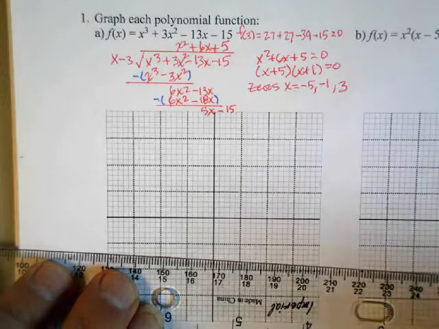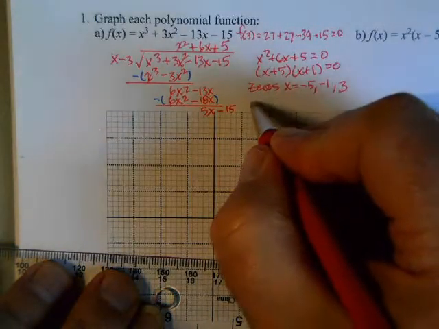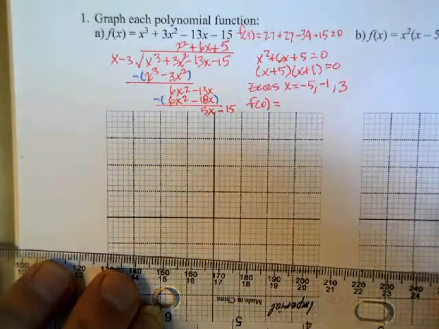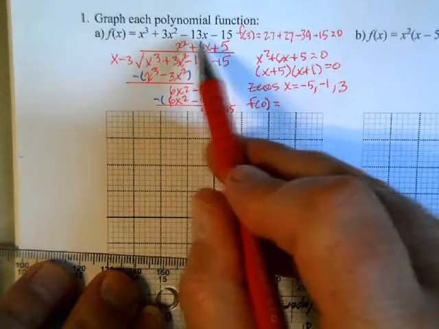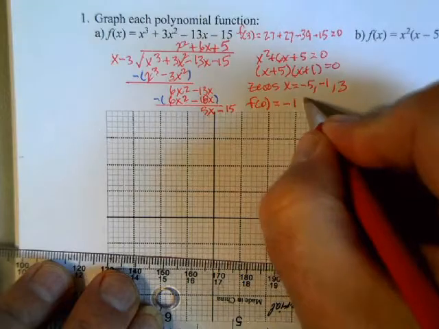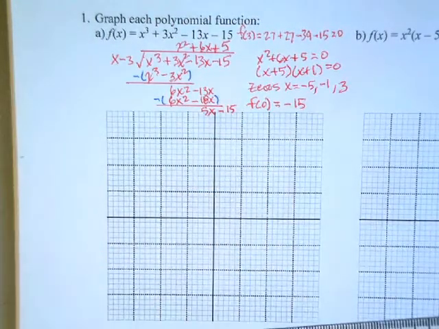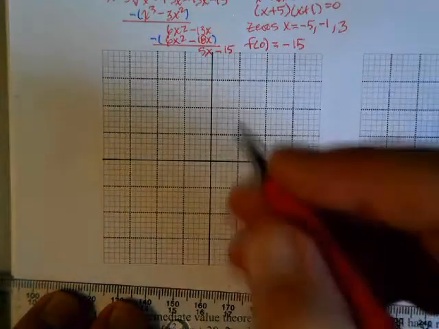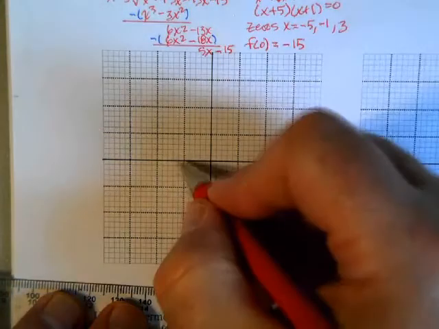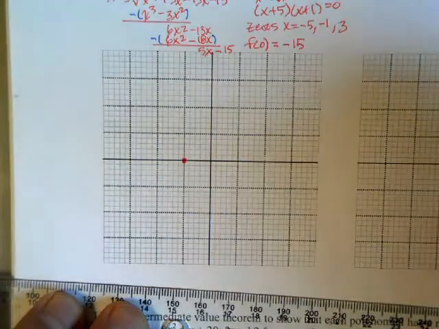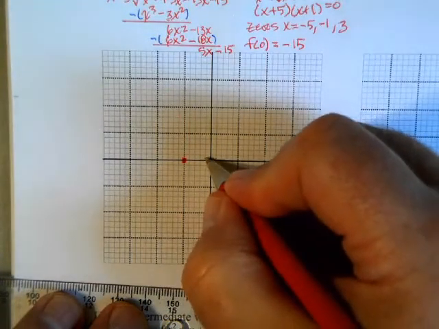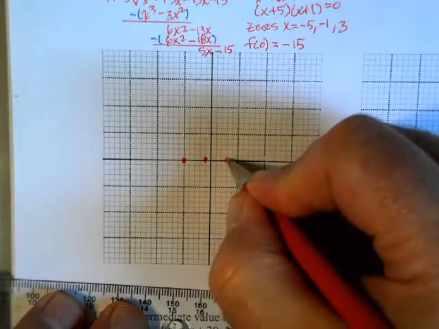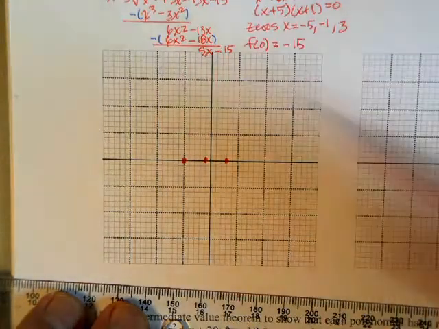And then one more thing to check. If I plug in 0 for x, this will give me the y-intercept. So that's going to give me 0 and 0 and 0, and then the negative 15. So in terms of my graph, that means that the graph has to go through x is negative 5, which would be here. It has to go through x is negative 1, which is there. X is 3, which is there. And it has to cross the y-axis at minus 15.